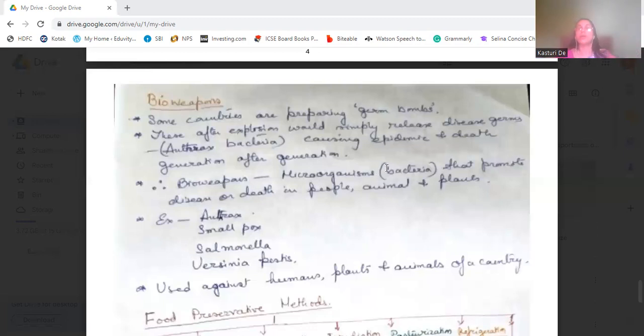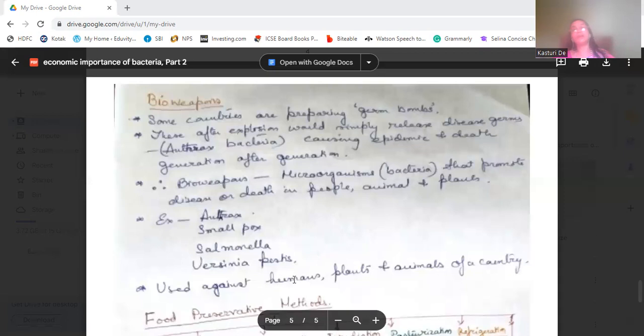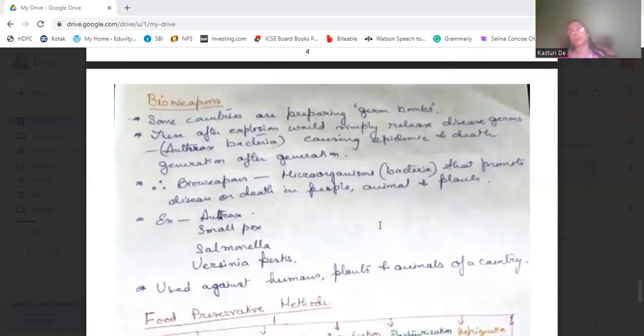Now we have studied the harmful effects of the bacteria. The first harmful effect was spoilage of the food. We know food is spoiled if we expose it to an environment where bacteria can grow. To preserve the food so that it does not get spoiled, certain methods are used. So what are those methods?